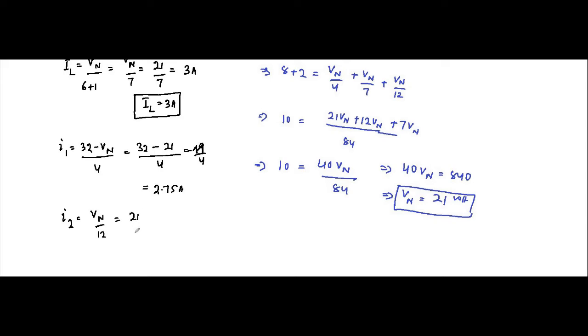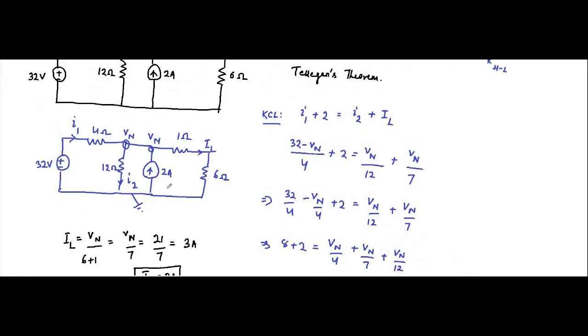It's 21 by 12, 1.75 ampere. IL we have calculated, which is 3 ampere. Now we have to find out the power supplied and absorbed by the various circuit elements. Okay, so for that, first let us pick the 32 volt voltage source.